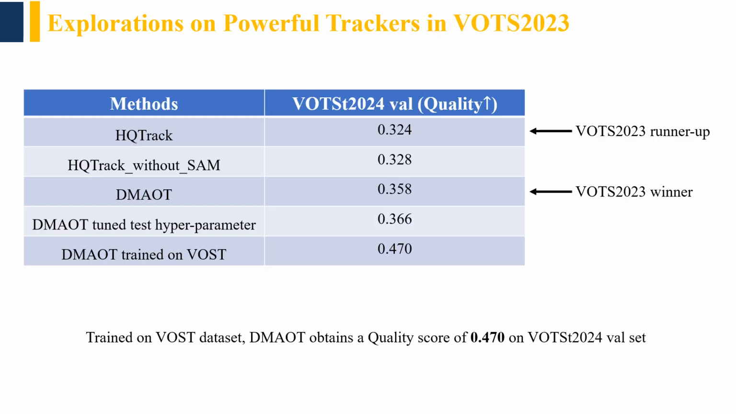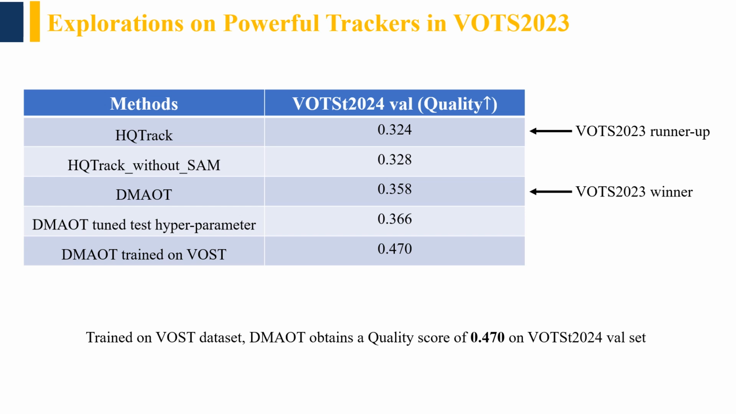At the beginning of the competition, for the new challenge of VOTSt 2024, we first investigate the performance of two best trackers in the VOTS 2023 competition. As we can see, HQTrack only obtains a quality score of 0.324 and the VOTS 2023 winner tracker DMAOT only obtains a quality score of 0.358, which indicates that conventional VOTS approaches cannot generalize well to the new challenge of tracking and segmenting objects with topological transformations.